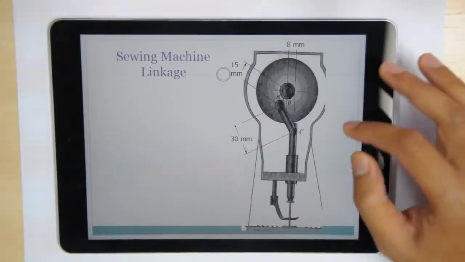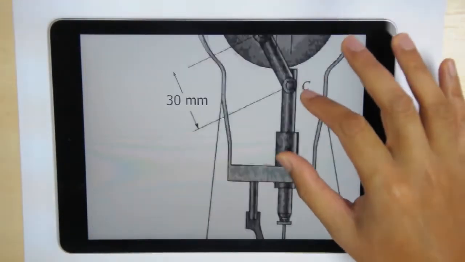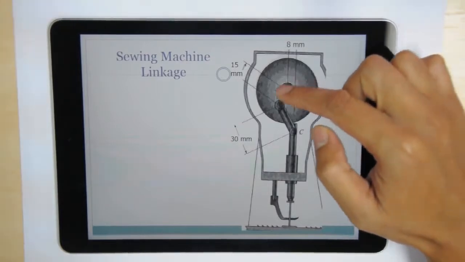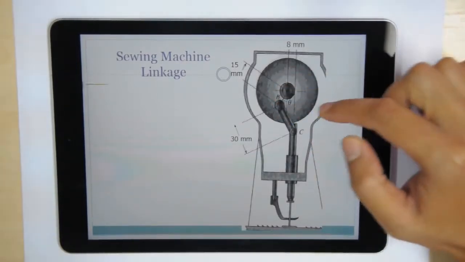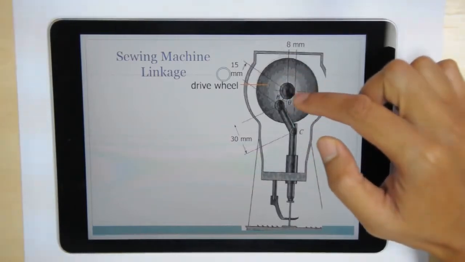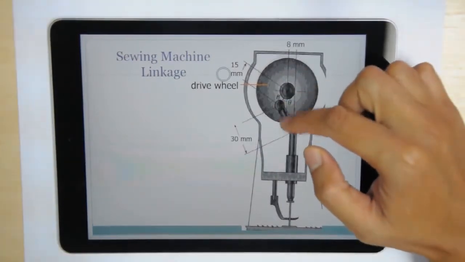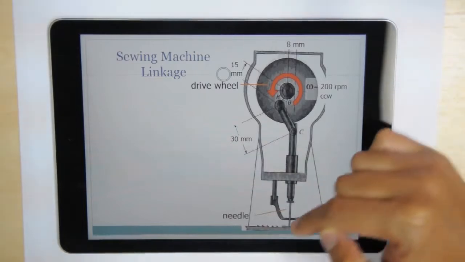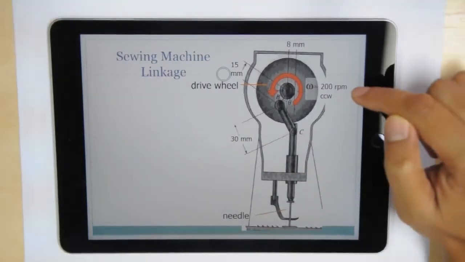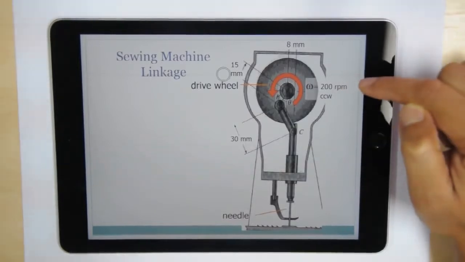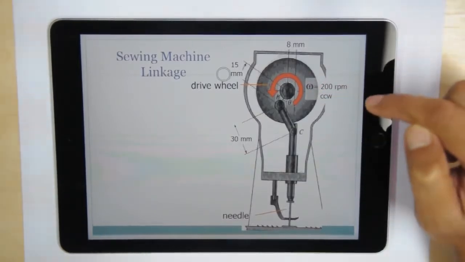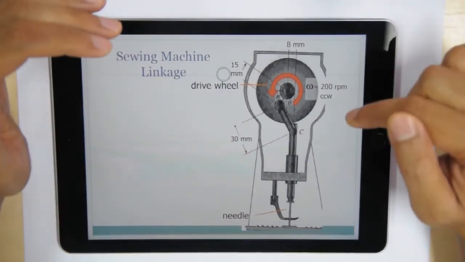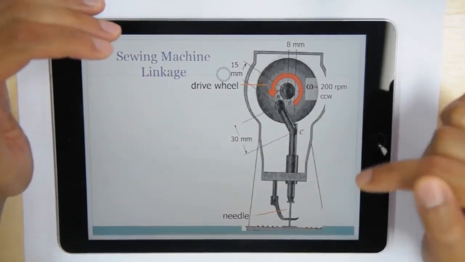Okay, now first we have to understand that in this part, this is a crank slider problem where this wheel basically acts as a crank, and then this connects to the connecting link, and it will drive the needle here. So given that the angular velocity is 200 rpm, that means the rotational speed is 200 rpm counterclockwise, then we need to find what will be the velocity of the needle at this point.